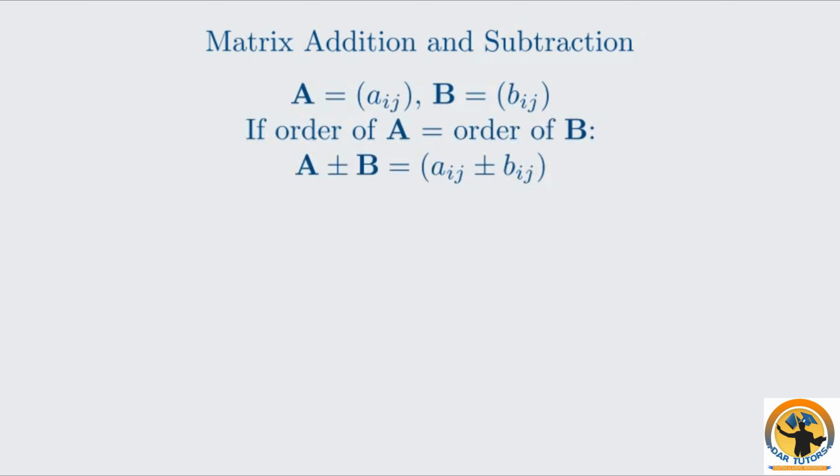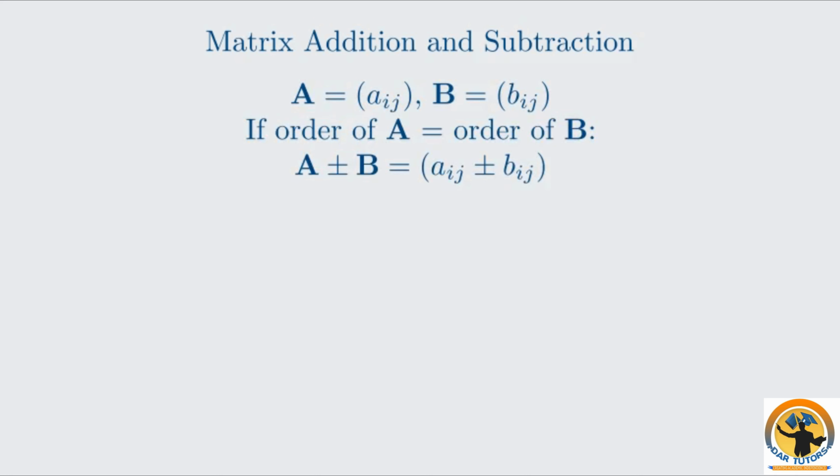The first and most critical rule is that you can only add or subtract matrices if they have the exact same order. If they don't, the operation is undefined. Provided the matrices are the same size, the process is very simple. You just add or subtract the elements that are in the corresponding positions. This means you combine A sub ij with B sub ij.